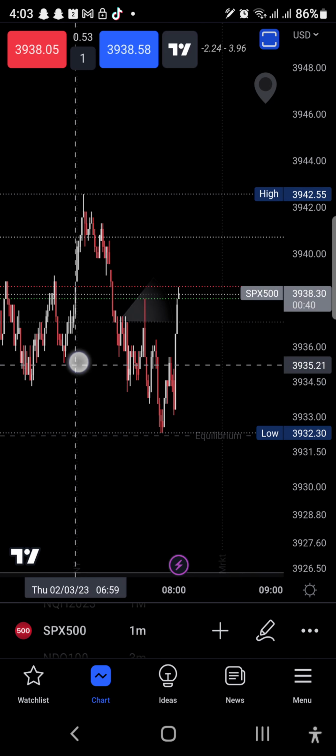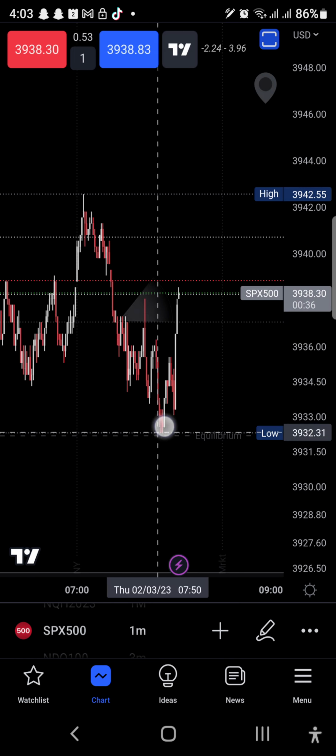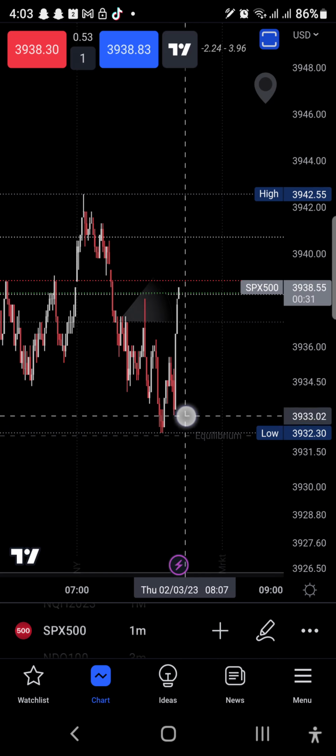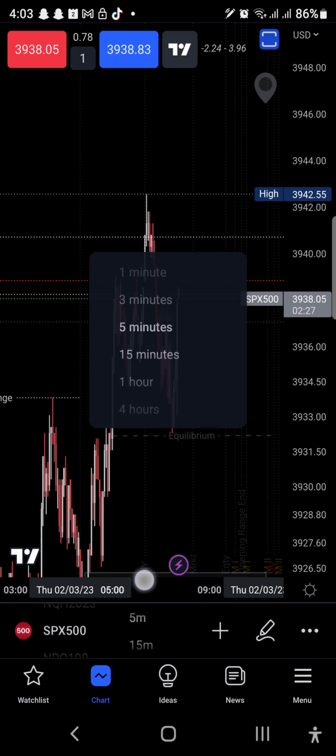Now it's easy for me to start looking at the opposite side. Liquidity has been taken from here, and this is the market structure shift here, and then this is the rebalancing here. It can go up, but I can't go on the 1 minute. I have to stay on the 5 minutes. Right.